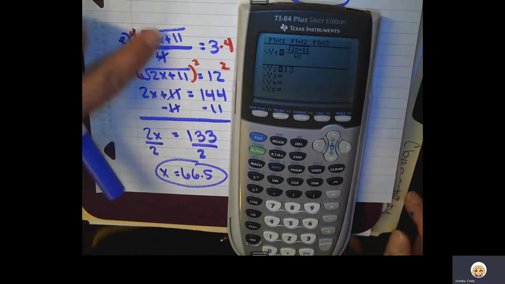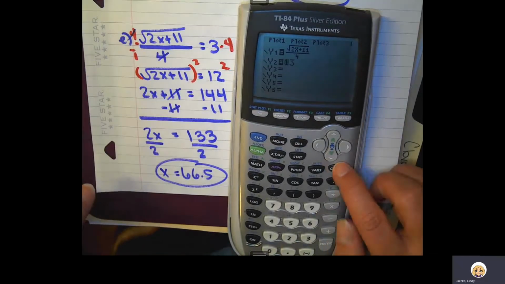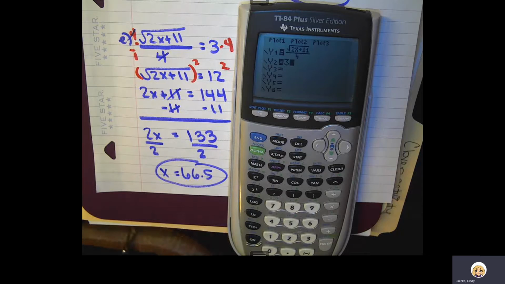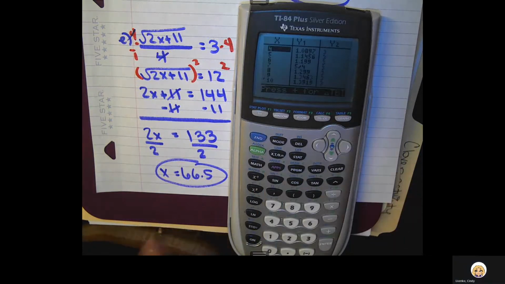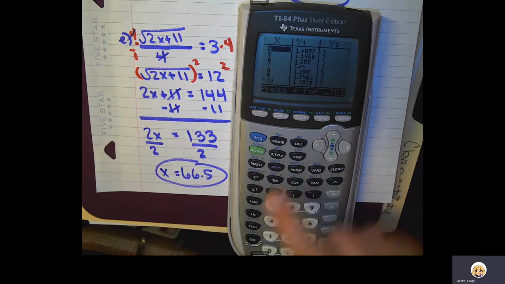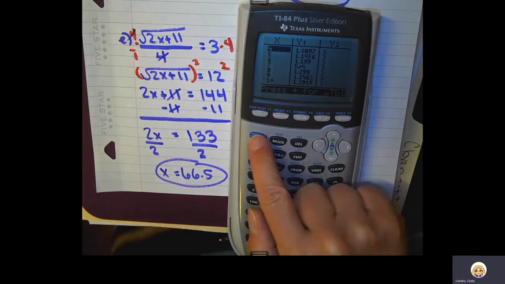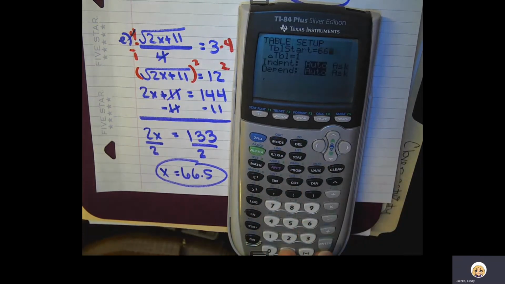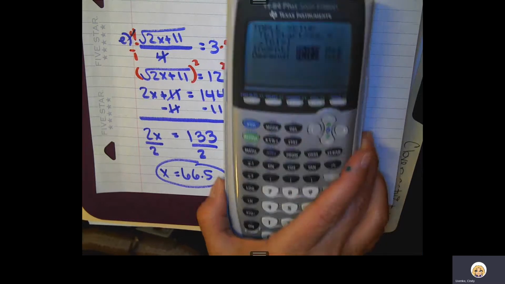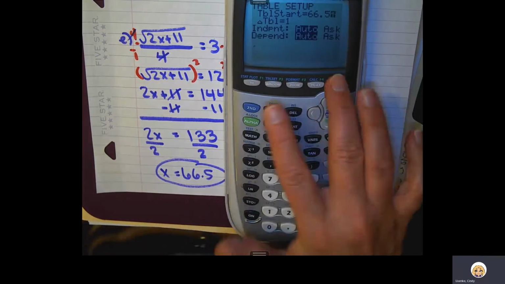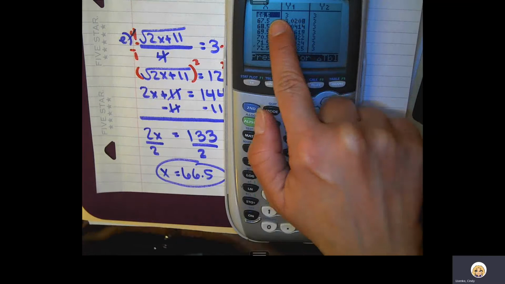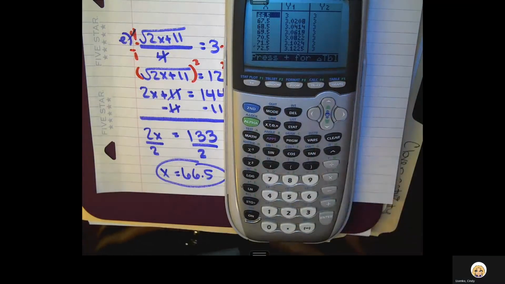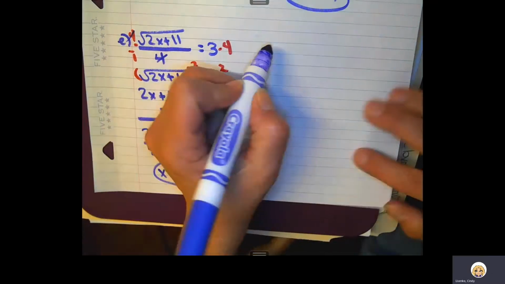Now, my equation originally was equals 3, so for y2, I'm going to type in 3. If I go to my table, I need 66.5. It starts with 4. So I'm going to go to second in window and type in 66.5. I go back to my table, and I should have matching y's, and I do. One more example, example F.